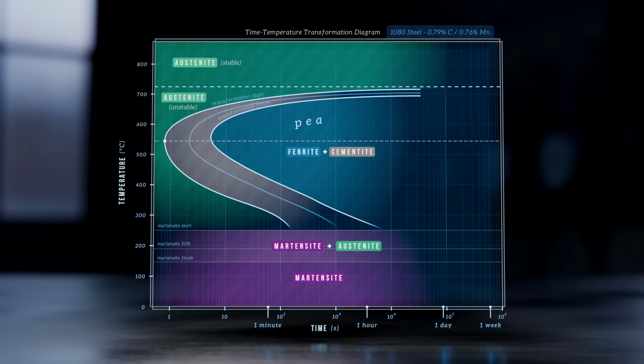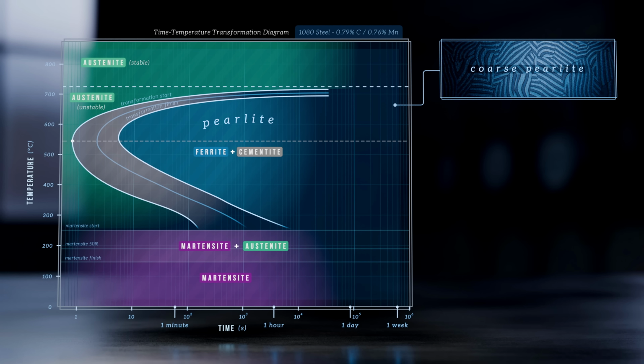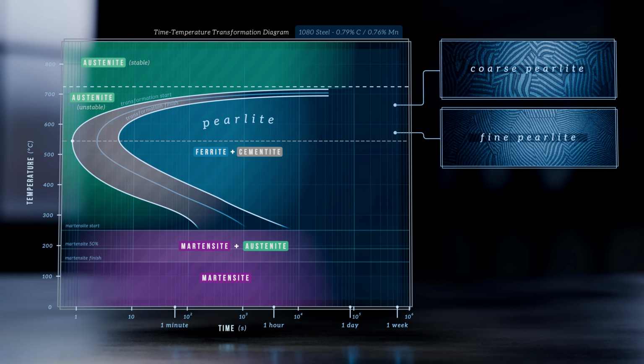Above the nose, we get pearlite, the alternating layers of ferrite and cementite we saw on the iron-carbon phase diagram. At higher temperatures, the transformation proceeds more slowly, giving carbon atoms time to move over longer distances, resulting in a coarse pearlite microstructure, with wider spacing between ferrite and cementite layers. At lower temperatures, carbon atoms have less time to diffuse, so the structure forms quickly as fine pearlite, with closely spaced layers. Fine pearlite is stronger than coarse pearlite, because the hard, brittle cementite layers are more closely spaced, creating effective barriers to the motion of dislocations.